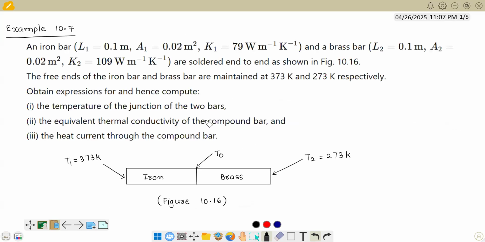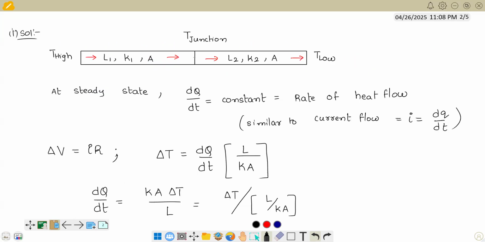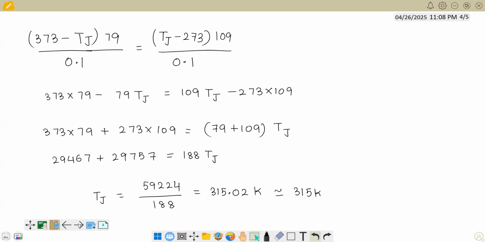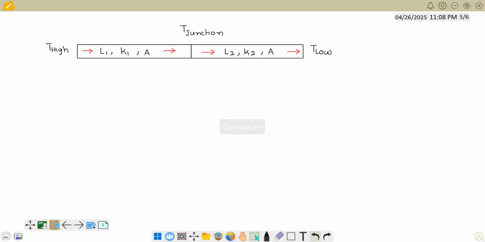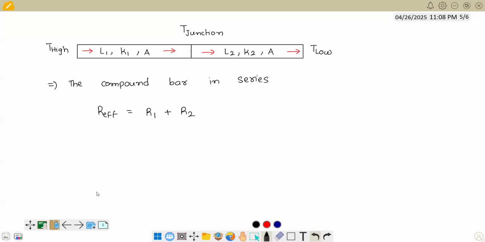In the second one, the equivalent thermal conductivity of a compound bar. So for a compound bar, he wants the equivalent thermal conductivity. So let us get an expression for that also. Since it's a compound bar, this is in series. In series, we can write R effective equals R1 plus R2. We can derive this, but right now it is not required.